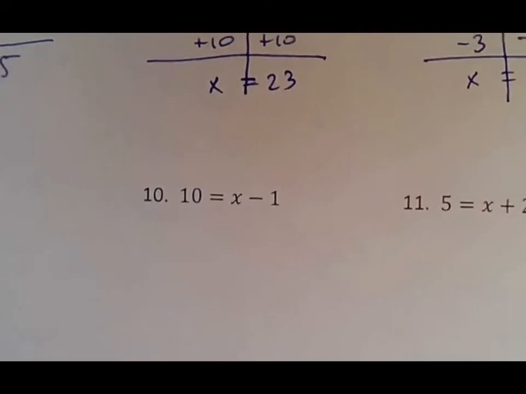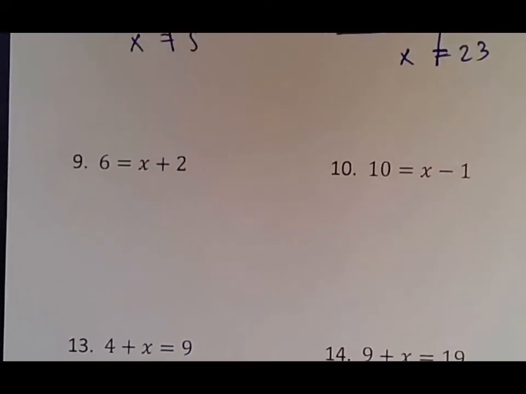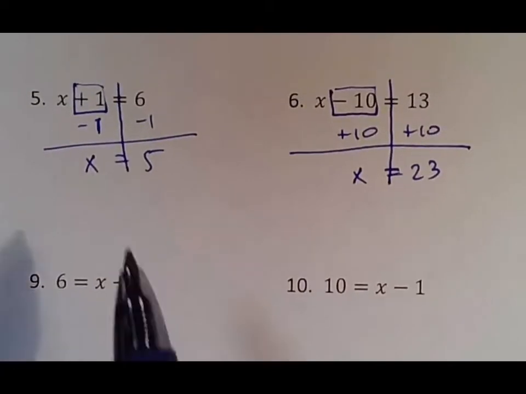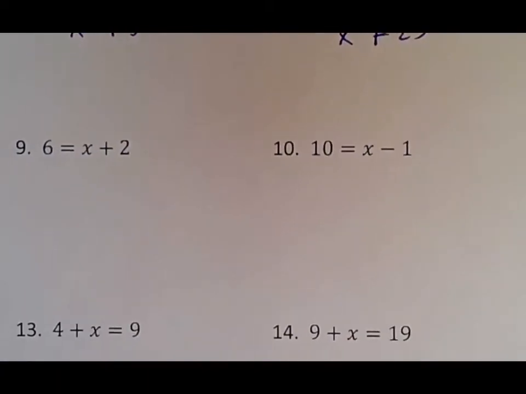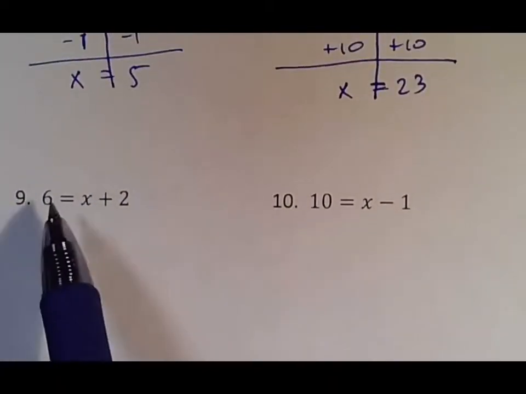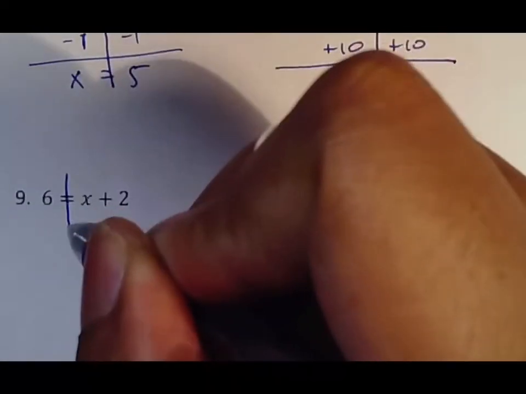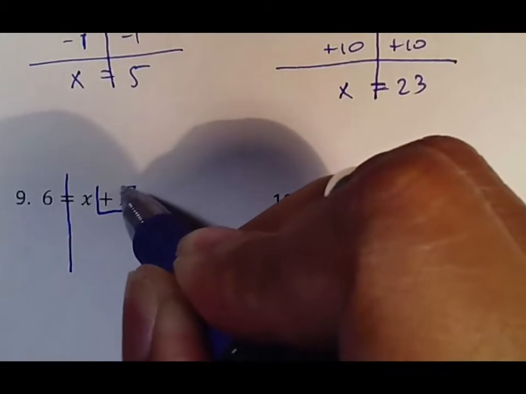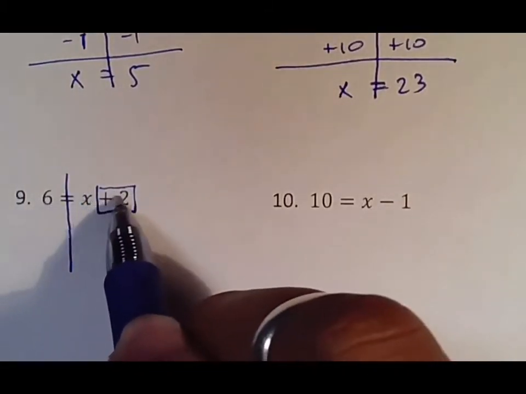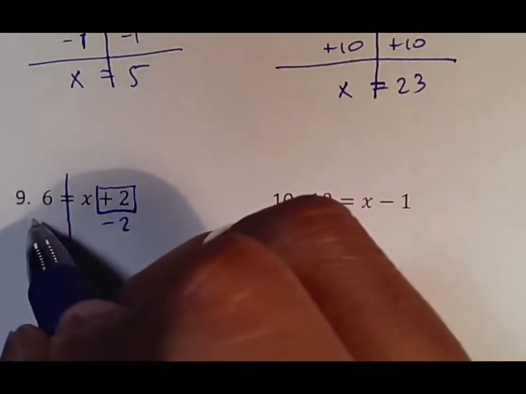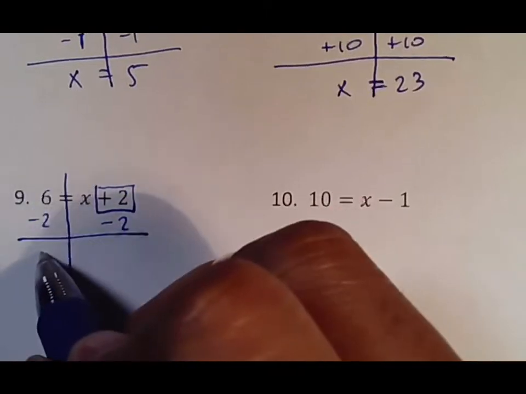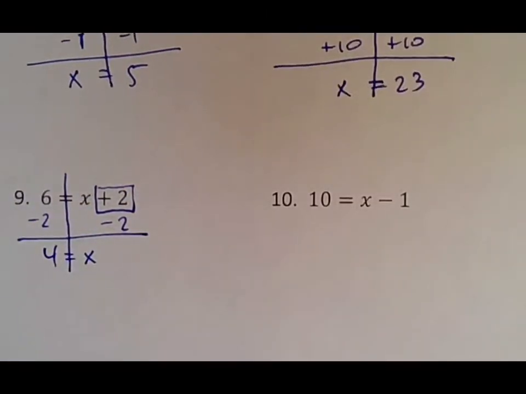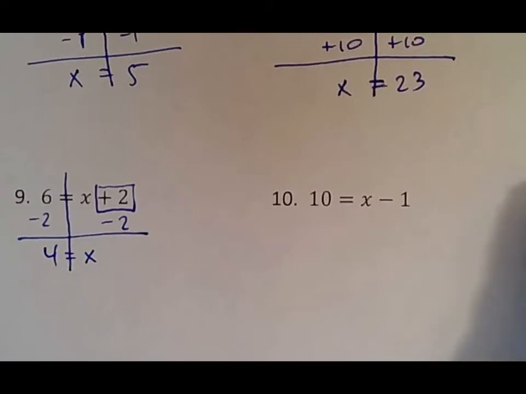Number 9. It does not matter what side x is on. On this one, x is on the left. On this one, x is on the right. But it's the same thing. You look at your x, draw your line through the equal sign, and what's with x is a plus 2. So it doesn't matter if it's on this side. You're moving this plus 2 with a minus 2 and a minus 2. 6 minus 2 is 4. X comes down. That's your answer. It doesn't matter what side it's on.